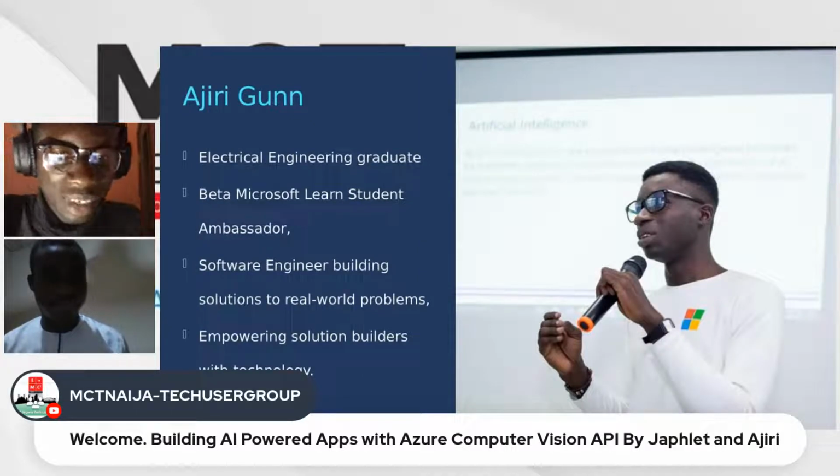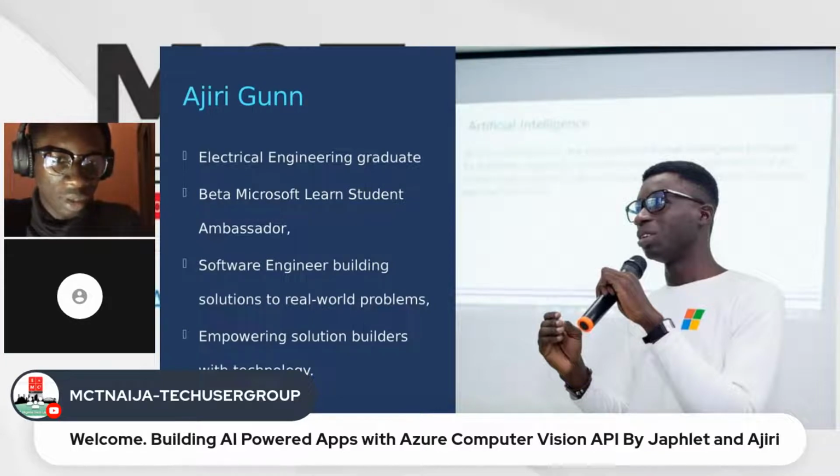Yes, so quickly, my name is Ajiri Gon. I studied electrical electronics engineering at the Federal University of Technology, Akure. I'm also a Microsoft Lens Student Ambassador. I'm a software engineer. I build solutions, mostly cross-platform software. So I build for the web, I build for mobile, and I also do some backend programming, Python. So I like to build cross-platform solutions. I work with cross-platform tools, Unity, Flutter, and the likes.